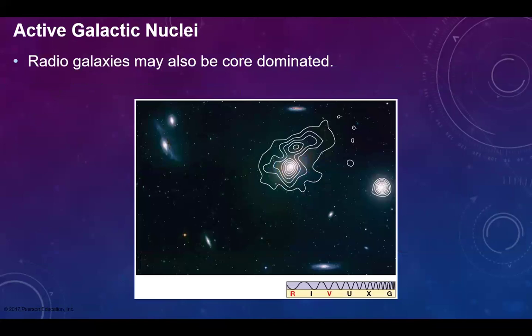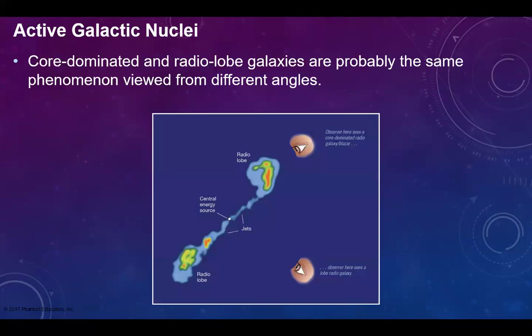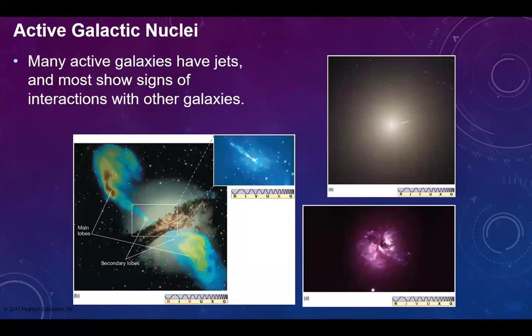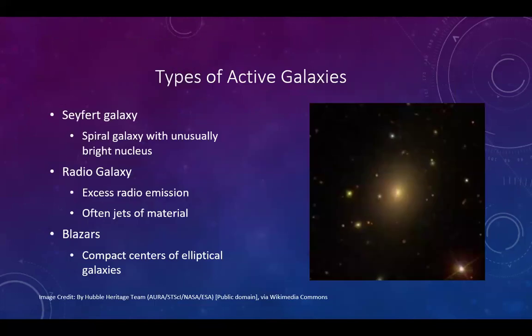And radio galaxies can also be core dominated. We think core dominated radio galaxies are just when the jets are facing us. Core dominated and radio lobe galaxies are probably the same phenomenon, either viewed from the side or viewed towards the galaxy. We see a core dominated galaxy instead of a lobe radio galaxy. Probably the same thing, just is the jet coming at us or is the jet perpendicular to what we see? And many active galaxies have jets, and most show signs of interactions with other galaxies. And lastly, we have blazars, which are the compact centers of elliptical galaxies that are active and very bright.